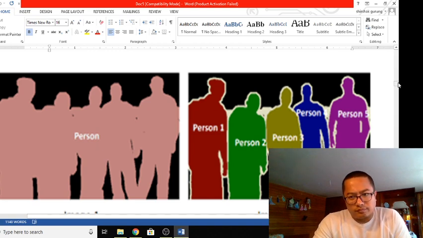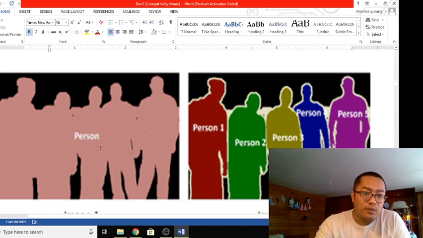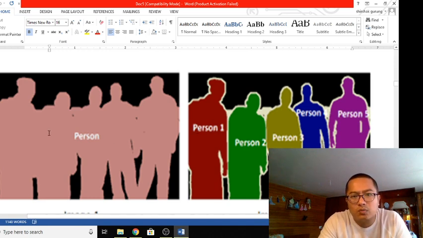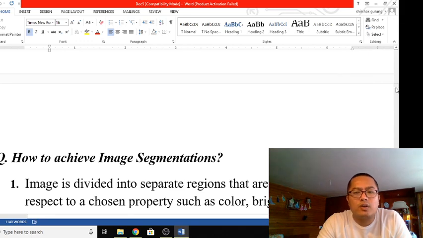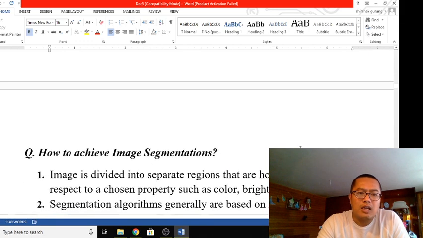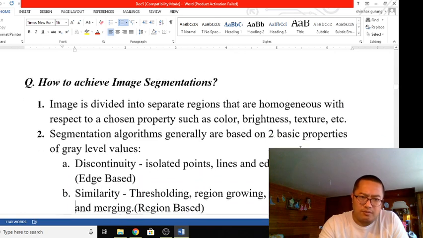So if complete segmentation is problematic, then we'd have to make do with this kind of partial segmentation, and we add on a few other tips and tricks where we manage to take out individual objects. So then the next question that comes to our mind is how to achieve image segmentation.